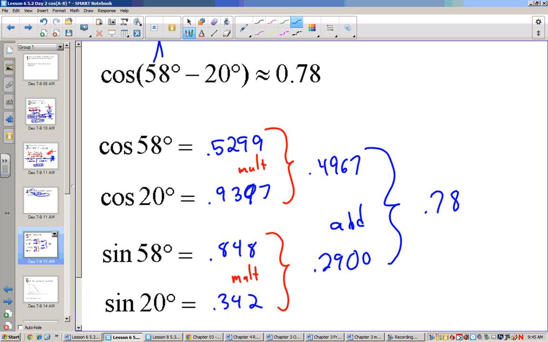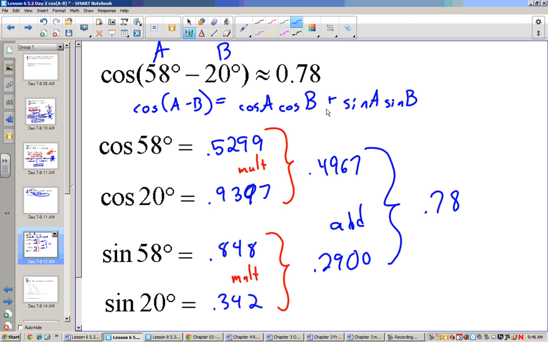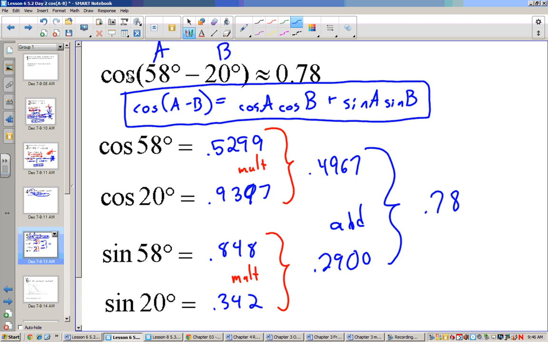Well, if I have my first value is a, my second value is b, cosine of a minus b, what do I have to do? I have to take the cosine of my a value, multiply it by the cosine of my b value, and now I have to add that to the sine of my a value times the sine of my b value. So this is our equation. So just simple distribution doesn't work. You have to do cosine of the first value times cosine of the second value plus sine of the first times sine of the second.